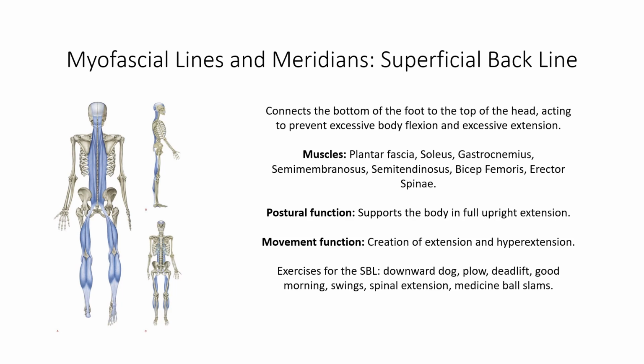Exercises to specifically train the SBL, the superficial back line, are things like the downward dog, the plow, deadlift, more so Romanian or straight-legged, a good morning, kettlebell swings, anything that creates spinal extension like a back extension, or medicine ball slams, where you have to load the line to be able to unload it and accelerate to create the power on the opposite phase of the motion.